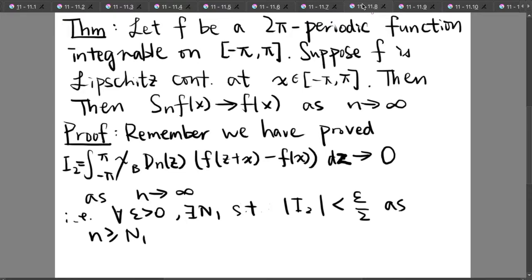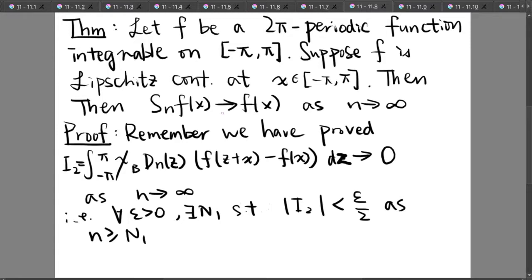In this video, I'm going to talk about how Lipschitz continuity is related to the convergence of Fourier series to itself. So, let's state our theorem. Our theorem states that if f is a 2π periodic function which is integrable on the interval negative π to π, and we suppose that f is a Lipschitz continuous function at x, which lies inside negative π to π, then the partial sum of the Fourier series of f tends to f(x) as n tends to infinity, which means that the Fourier series converges to f.